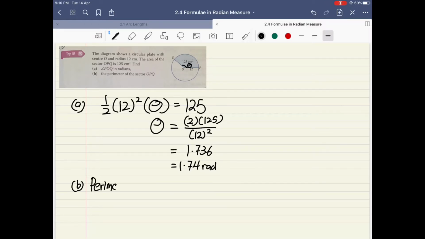Now we need to find the perimeter of the sector OPQ. So let me write it down. Perimeter. How many portions actually make up the perimeter? There is the arc, there's one radius, and there is another radius there. So therefore, the perimeter equals the arc PQ plus OP plus OQ.